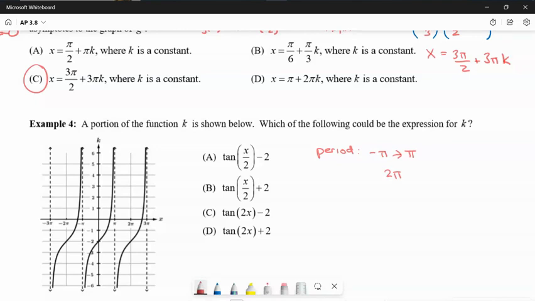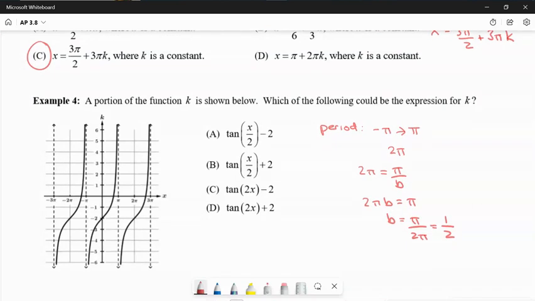And then I'm going to go ahead and set that equal to our little formula, pi over b. I'm going to cross multiply here. So that gives me 2 pi b is equal to pi. b is equal to pi divided by 2 pi, which means that b is equal to 1/2. Okay, so that's the b.